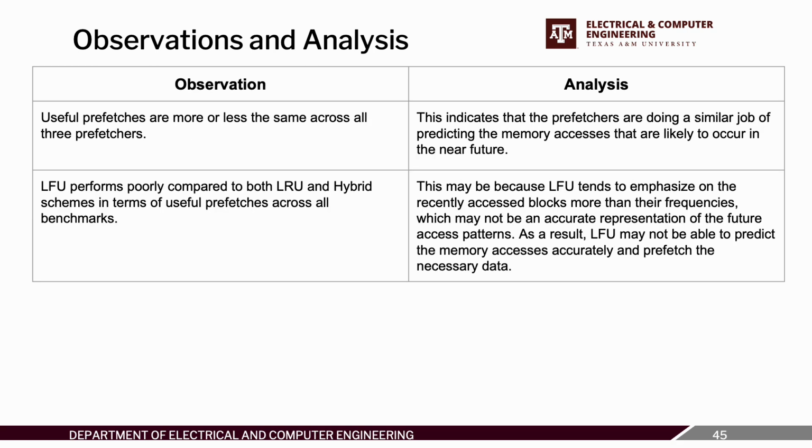Useful prefetches are more or less the same across all three prefetchers. This indicates that the prefetchers are doing a similar job of predicting the memory accesses that are likely to occur in the near future. When it comes to useful prefetches, LFU underperforms as compared to LRU and hybrid schemes in all benchmarks. This could be because LFU prioritizes frequently accessed blocks over recency, which may not always reflect future access patterns accurately. Consequently, LFU may struggle to predict memory accesses precisely and prefetch the necessary data.